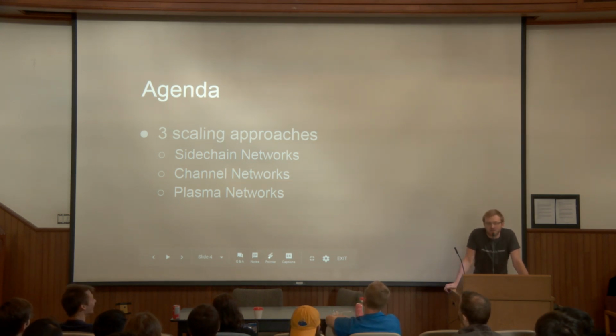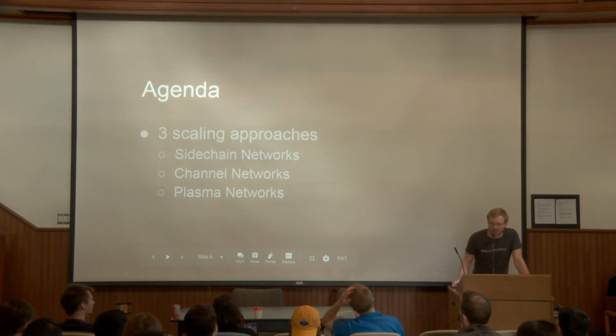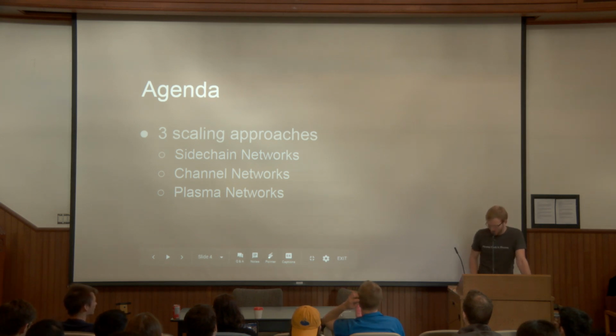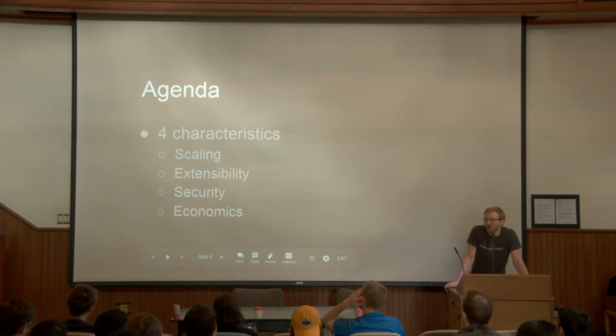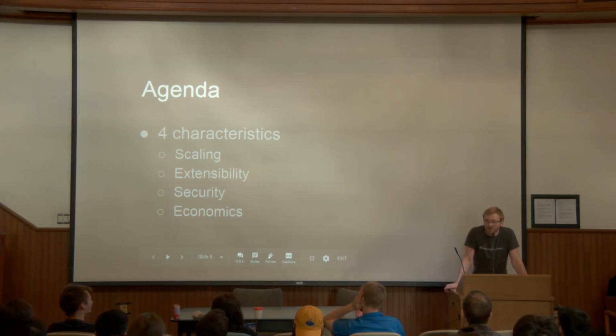Okay, so I'm going to talk about 3 different scaling solutions. I'm going to talk about sidechain networks, channel networks, and plasma networks. And when I talk about them, I'm going to talk about 4 things: the scalability properties you get, the extensibility and usefulness of these systems, the security properties, and the economics.